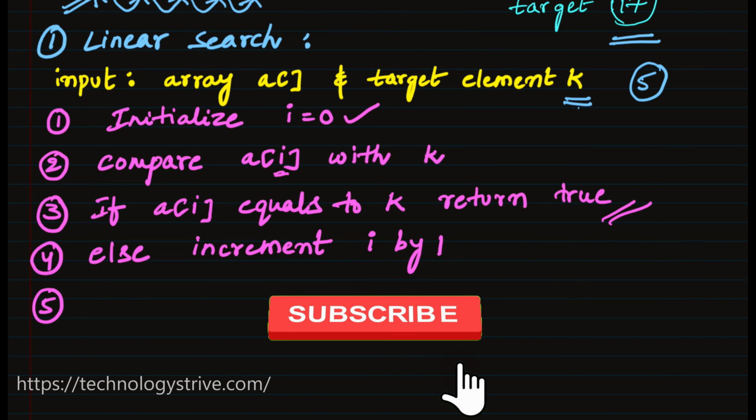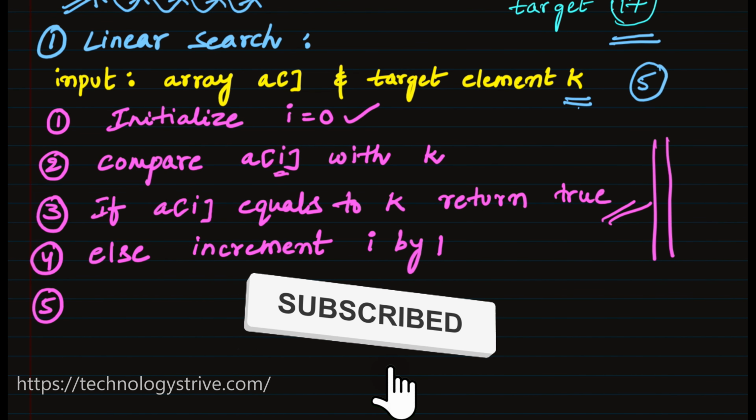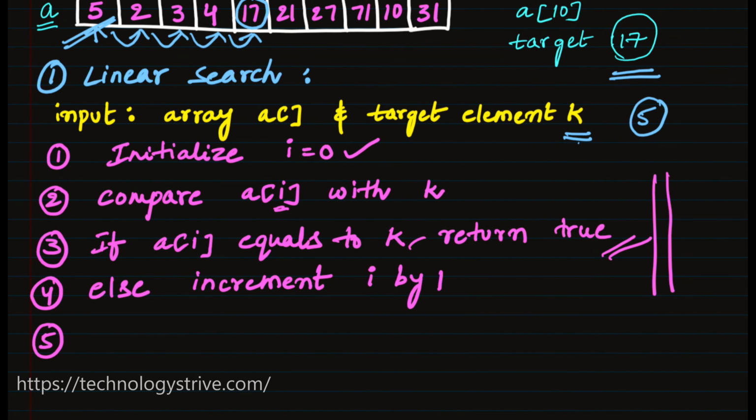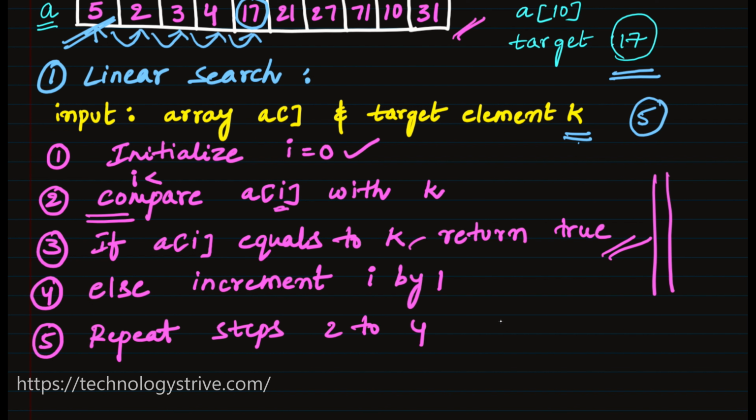So these steps will proceed. Either we find our target element, in which case our algorithm ends right there, or else until we have elements in the array, which means until we reach the end of the array. So till when do we have to do this? Before doing it, we have to check whether i is less than size. Assume that size is given as n. If i is less than n, we have to do this process. We have to repeat it.